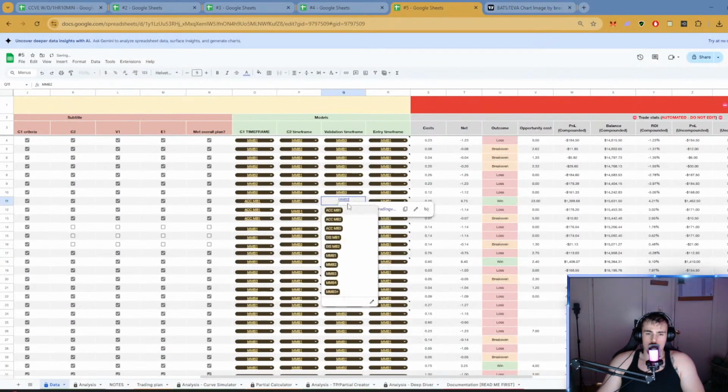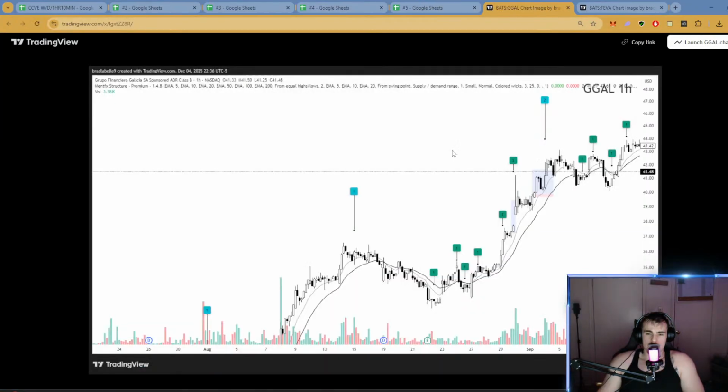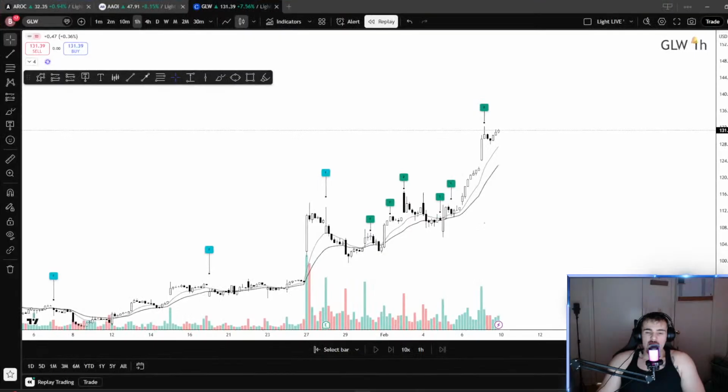The other trade was a normal size range. I'd say that's a normal size range. This one's a bit unorthodox. That's a huge move. That is a huge move.